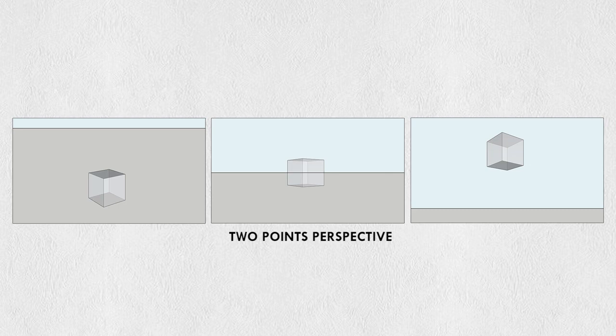It has rotated around, and now it is in 2 point perspective. How do I know this? Well, you can see that we have 2 sets of lines converging now, which means there'll be 2 vanishing points.